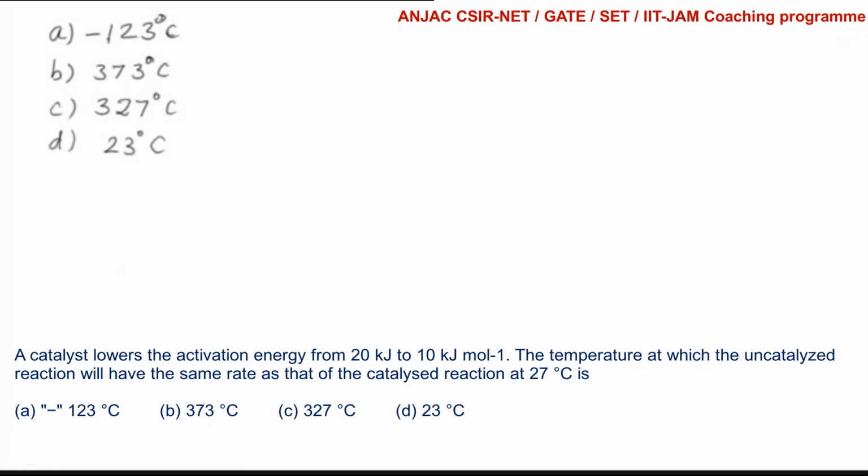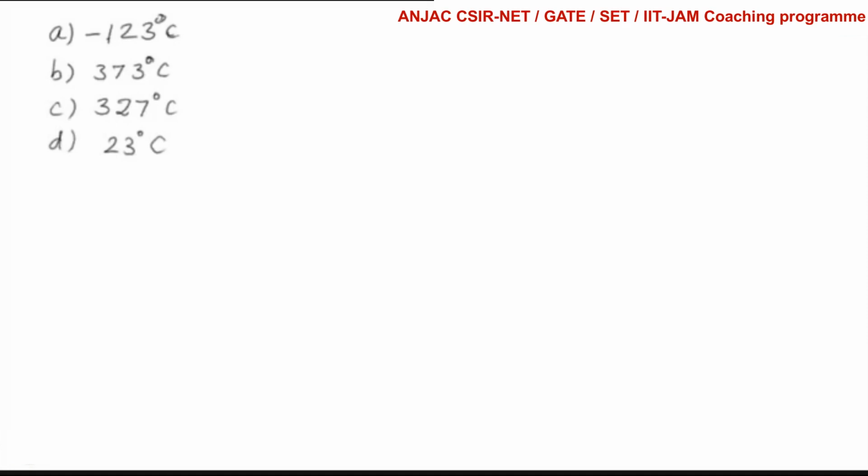Here, how to approach this problem? You can make use of our exponential form. This is the equation. Here, you should make use of this equation 2 times, one for the catalyzed reaction, another for the uncatalyzed reaction. Let us write Ku. What is U? Uncatalyzed reaction. It will be A e to the power minus EA by RT, and for the uncatalyzed reaction the energy of activation is 20 kilojoules, as they have given.